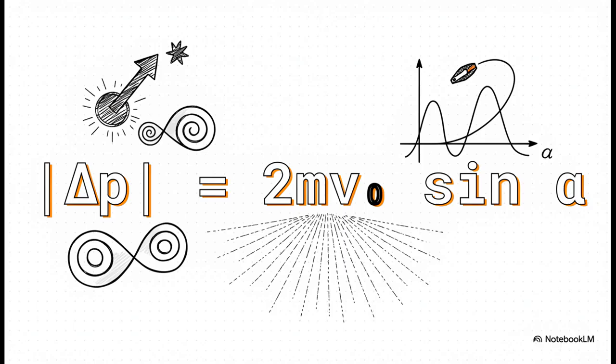And just look how beautifully this cleans up. The g in the top and the g in the bottom just cancel each other out. And that leaves us with our final, elegant answer for part B. The total change in momentum has a magnitude of 2 m v0 sine alpha. Simple as that. So we did it.